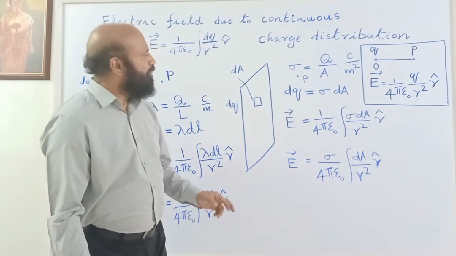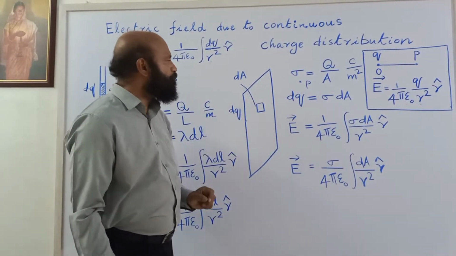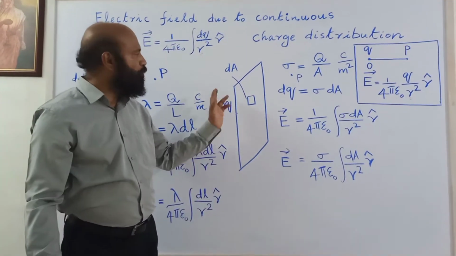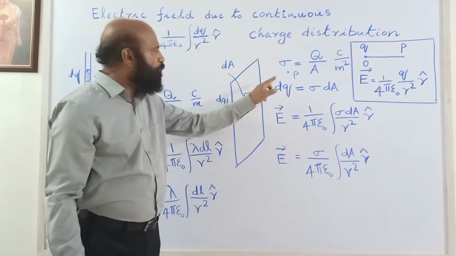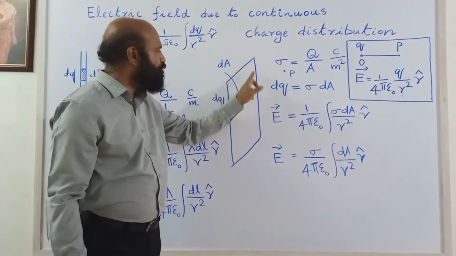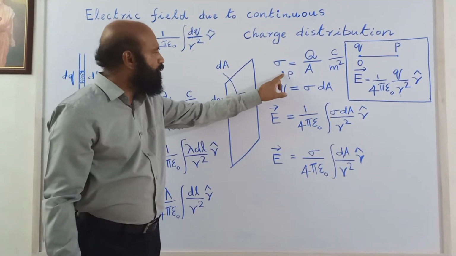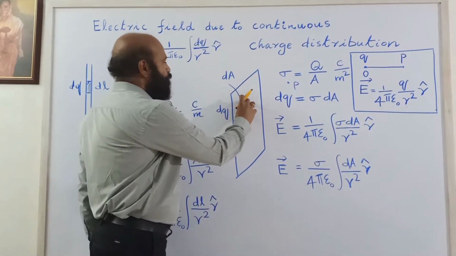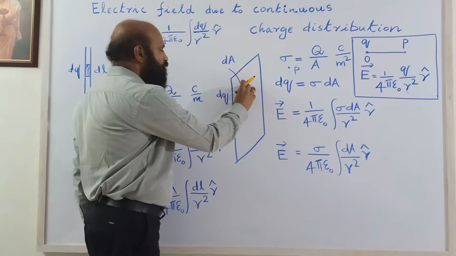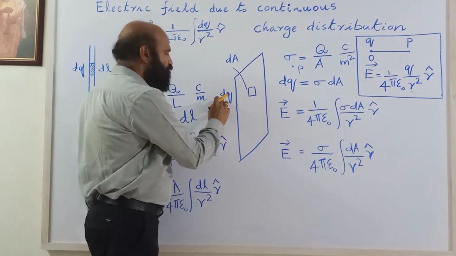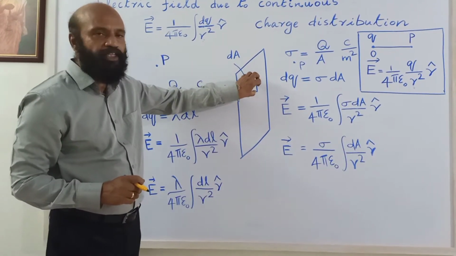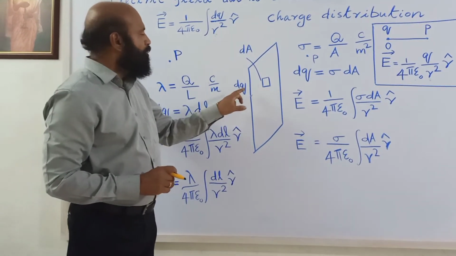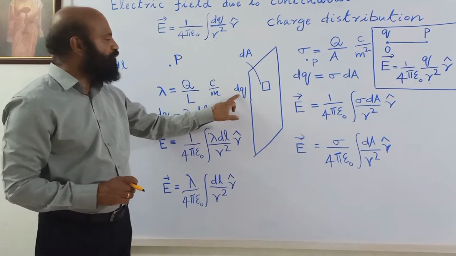Next we will see electric field at a point due to a surface charge distribution. Here charge is distributed on a surface. We have to find out the field here due to this charge distribution. First we have to find the field here due to a charge element of area dA. Charge on this charge element is dq. So it's an infinitesimally small charge element.